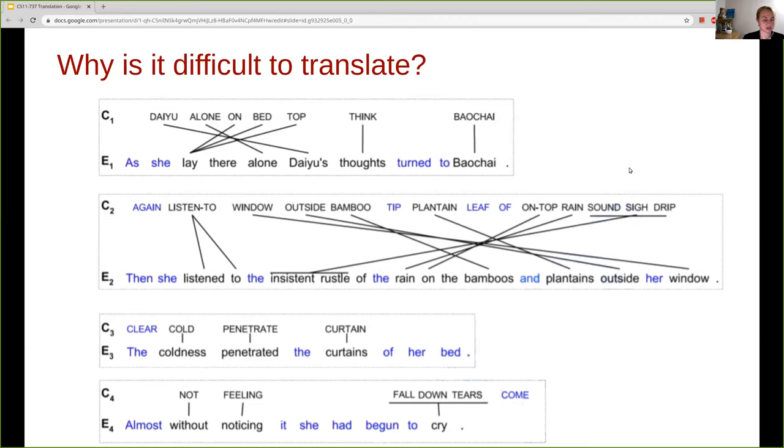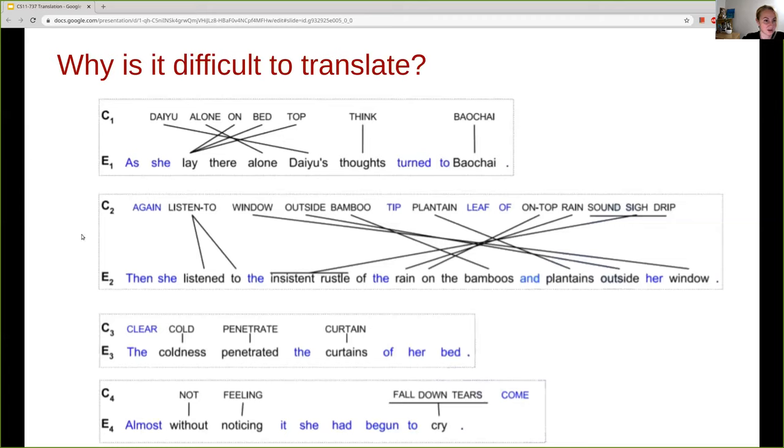So we can see that there are many different levels of the mental process that the translator had to take to translate this sentence. And also we can see clearly the differences between English and Chinese in the word order, in the way different concepts are lexicalized, in the grammar, in the mapping between words and phrases.